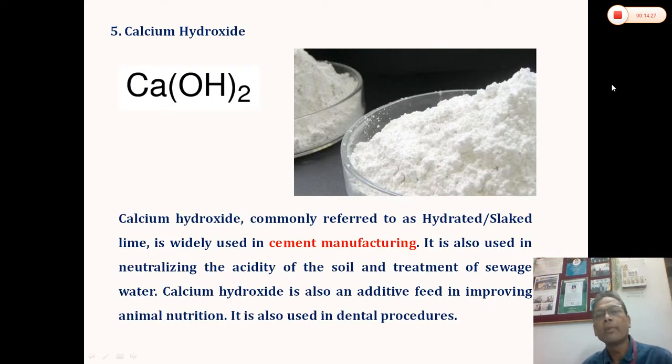Then calcium hydroxide. Calcium hydroxide, commonly referred to as hydrated or slaked lime. It is widely used in cement manufacturing. It is also used in neutralizing the acidity of the soil and treatment of sewage water. Calcium hydroxide is also an additive feed in improving animal nutrition. It is also used in dental procedures.